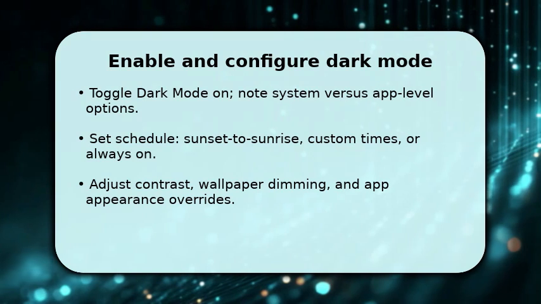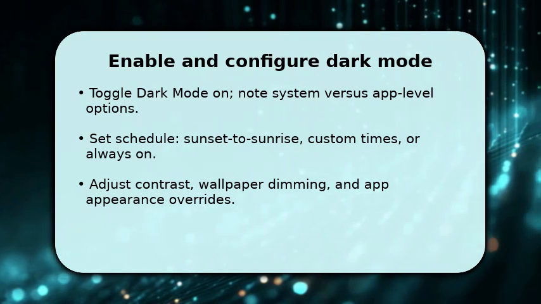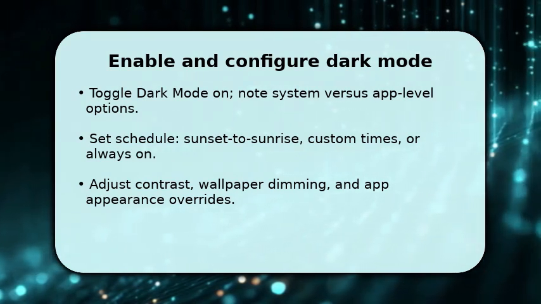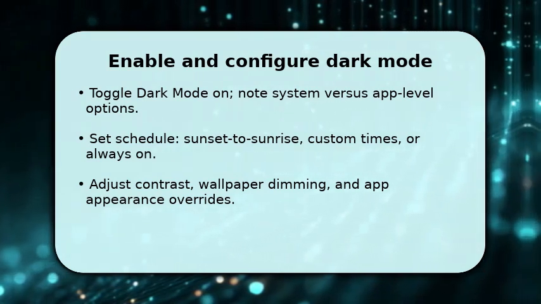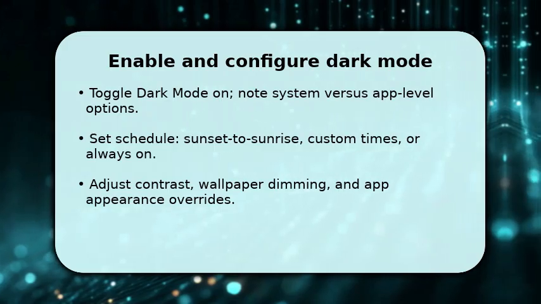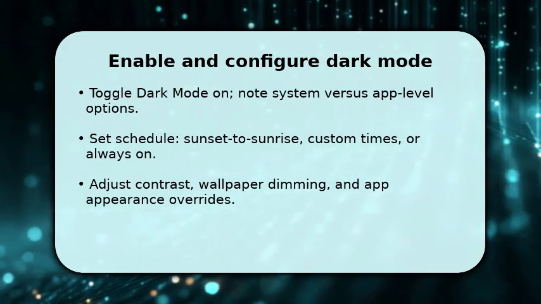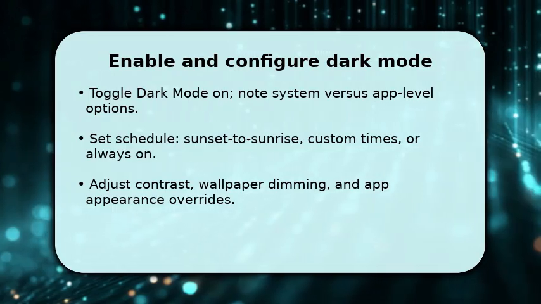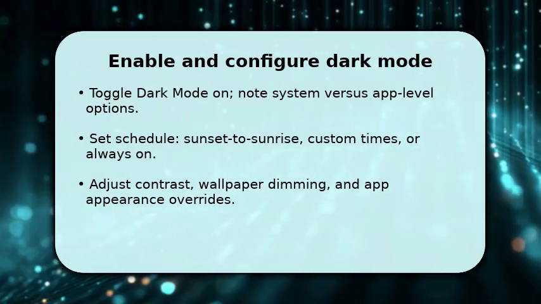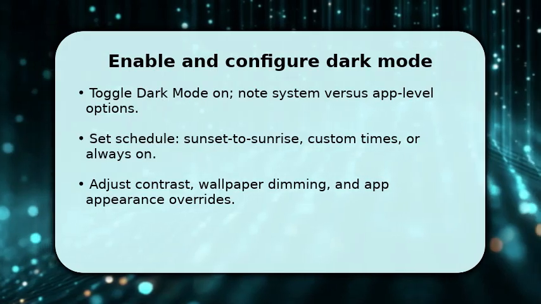Now enable dark mode by toggling the switch in Display or Appearance. You should see immediate color inversion. This reduces glare and saves battery on OLED screens. Once done, check if apps follow system settings or require per-app overrides. Make those changes inside App Settings.